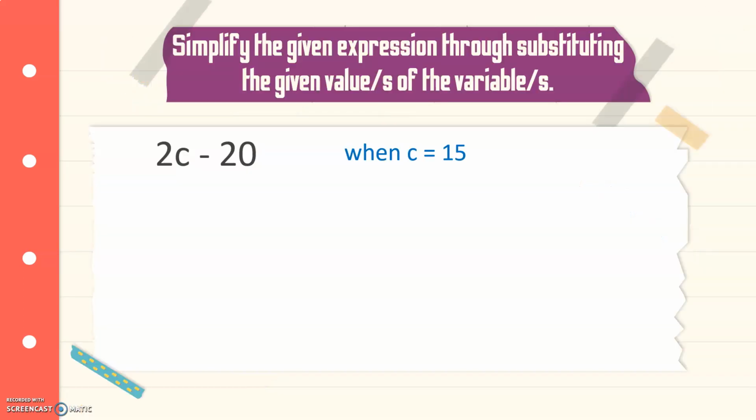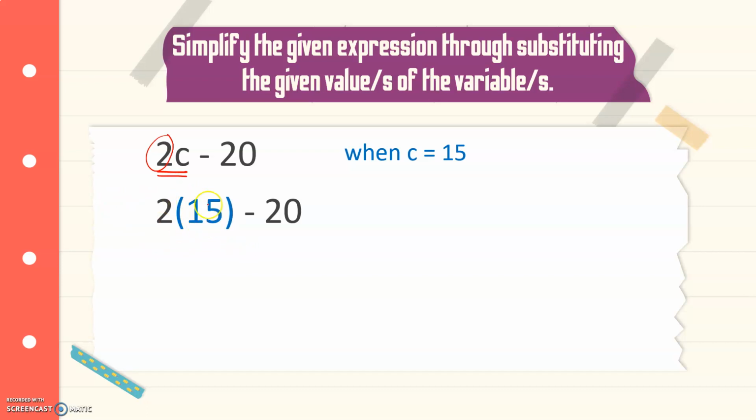Let's have some more examples. Let us simplify 2c minus 20, given that c is equal to 15. Okay? So again, let us remember that if we have a term like this one, 2c, this numerical coefficient means we will multiply the variable c 2 times. Okay? It's given that the value of c is 15, so 2 times c will be equal to 2 times 15 minus 20.